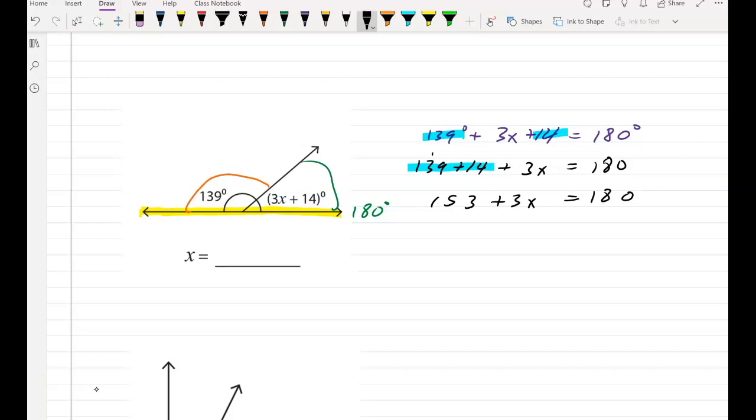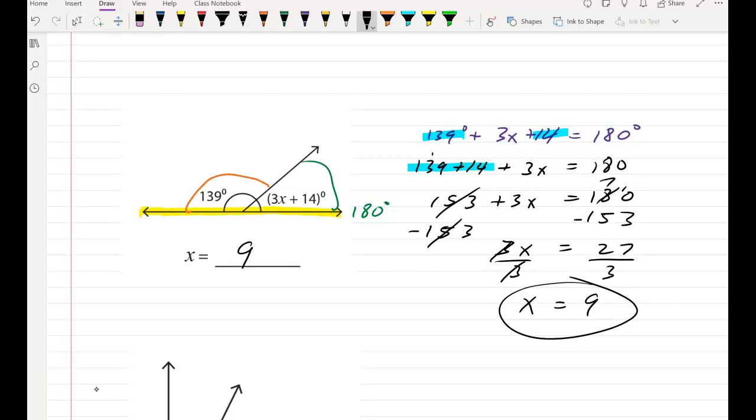All right. Now I've got a two-step equation. I'll use SADMEP, and I'm going to subtract 153 from both sides. And when I do, I get 3x equals, how much is 180 minus 153? Looks like 27. And then the next step, I divide both sides by the 3 because that's the coefficient of x. And x equals 9.